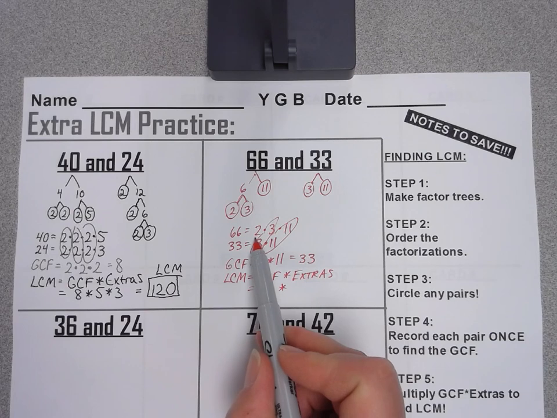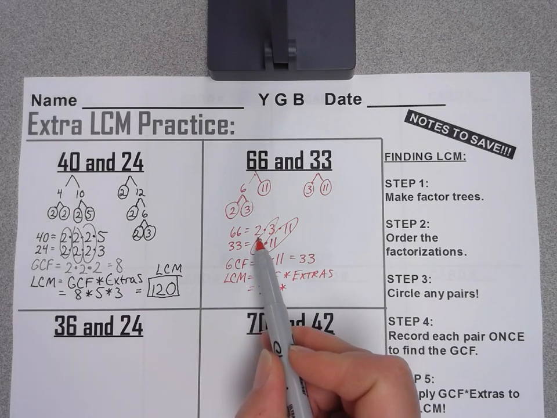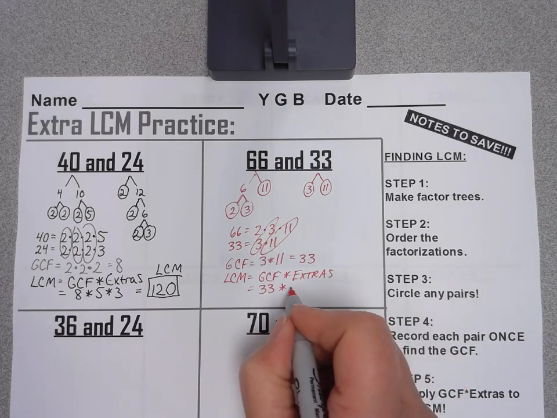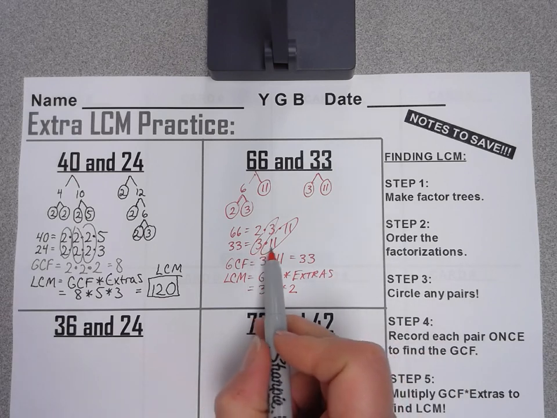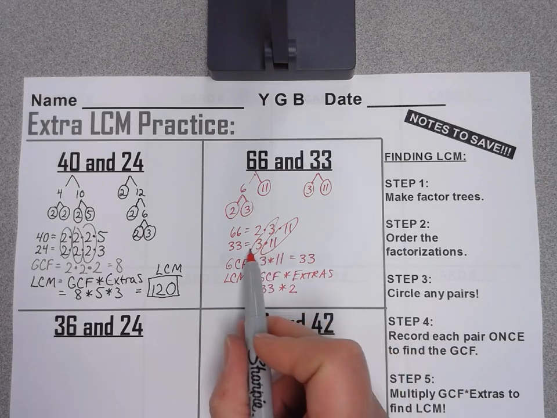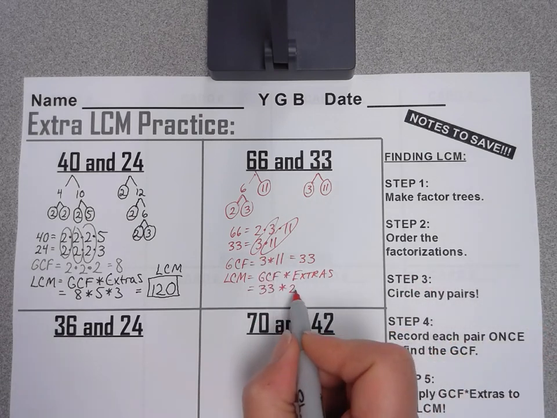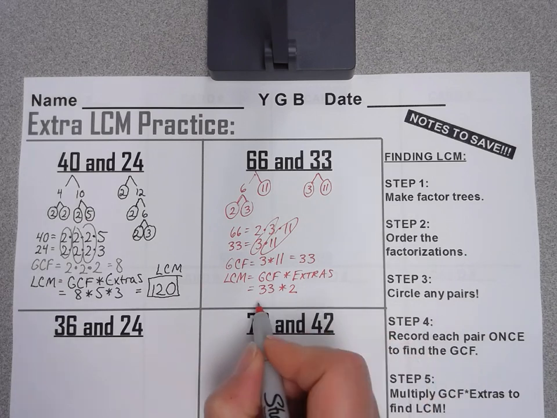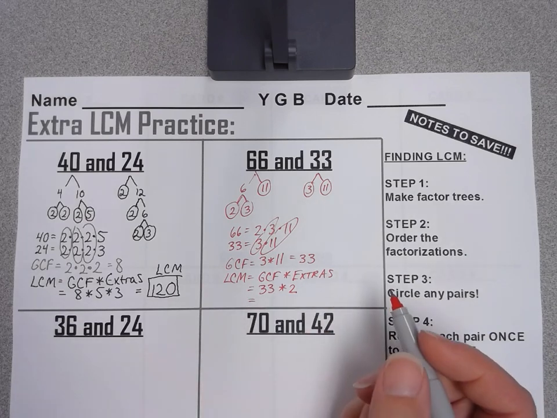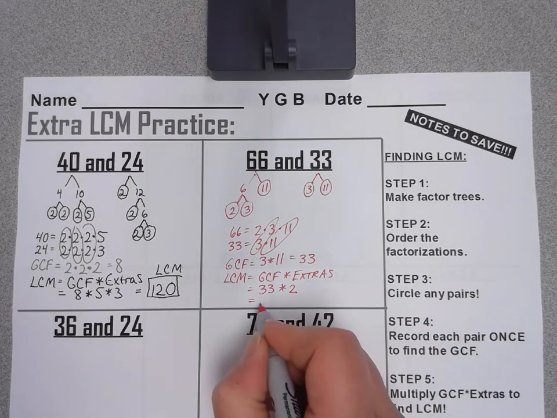Well, there is an extra factor in 66. It looks like it's a 2. There are no extras in 33. And if I needed to factor this out for some reason, I could use a 1, meaning 3 times 11 times 1 would never change its value, but that's not really needed for a least common multiple. Well, 33 times 2 is actually 66.